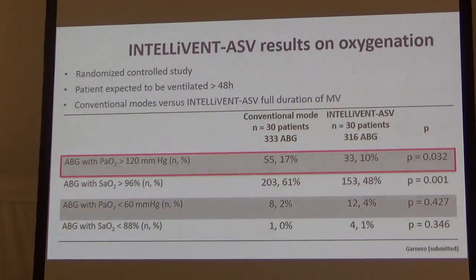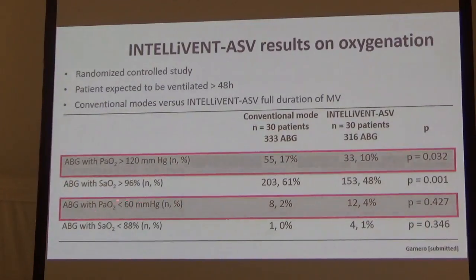Why 10%? Because at that time, INTELLIVENT-ASV went down to an FiO2 of 30%. Now you can go down to 21%, so probably we would get less hyperoxemia. We also looked at whether we create more hypoxemia. So we looked at the number of blood gases with a PaO2 below 60, and we didn't find any difference between the two groups.